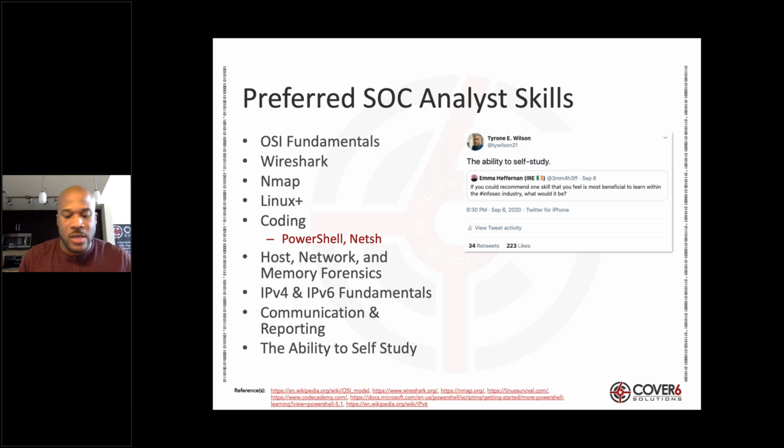Learn about network mapping with Nmap, protocol analysis with Wireshark. I can assure you that 90% of all of the SOC analyst job interviews are going to give you a PCAP file that you'll need to analyze in Wireshark. So it's good to start getting comfortable there.